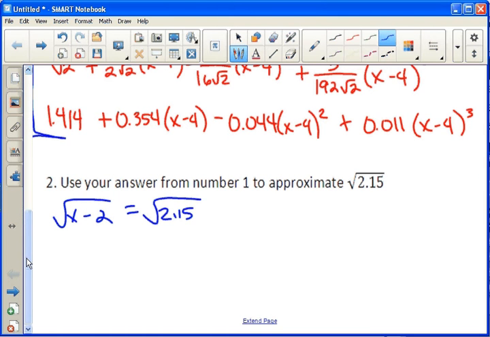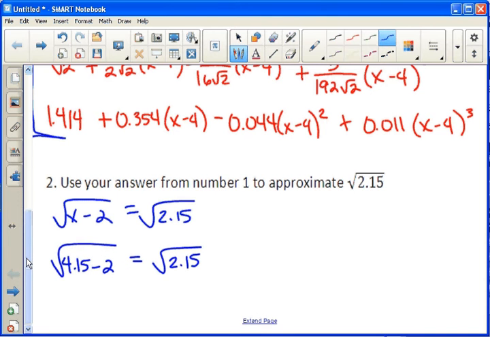Sorry, my handwriting's having trouble here. There we go. So the x that you would need to plug in order to make this 2.15 would actually be 4.15. So 4.15 minus 2 equals the square root of 2.15. So in order to approximate the square root of 2.15, you would have to plug in 4.15 for x. And it usually is going to be asking you to plug in something close to your center. So it makes more sense that they're asking us to plug in 4.15 than 2.15.